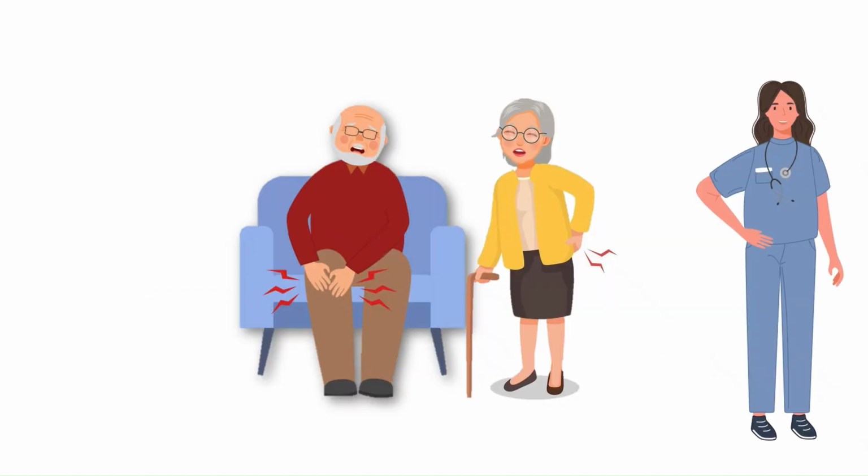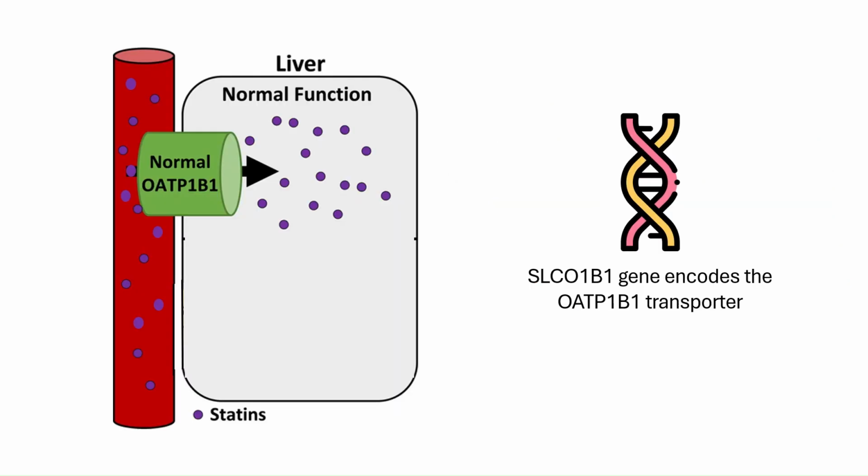Some people are more likely to develop muscle symptoms while taking statins, and genetics may be the reason why. Take the SLCO1B1 gene, for example. This gene encodes the OATP1B1 transporter, a protein primarily found in the liver. This transporter plays a critical role in moving statins from the bloodstream into liver cells, where they are metabolized and cleared.